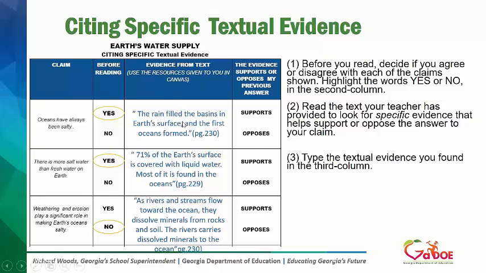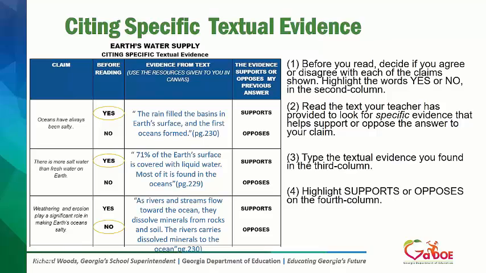So now that they went ahead and found this information, what they're going to do is circle or highlight if that evidence that they just found from the text is going to support or oppose what they put in here. So for example, on this one, oceans have always been salty.